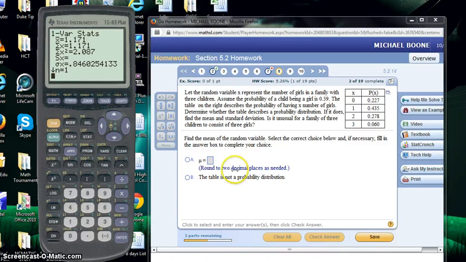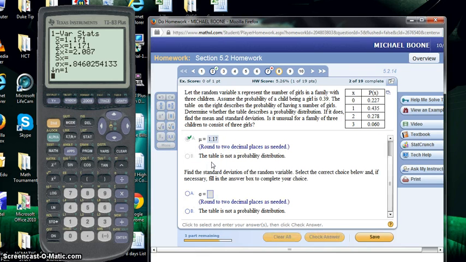So we get our values. My mean is 1.171. It says 2 decimal places, so 1.17. And then it asks for my standard deviation, which is 0.85 to 2 decimal places.